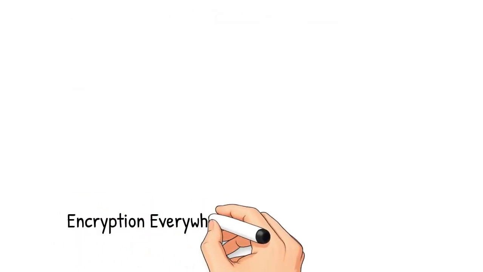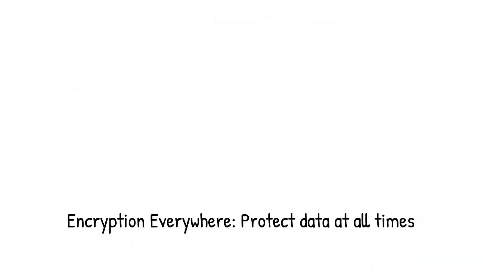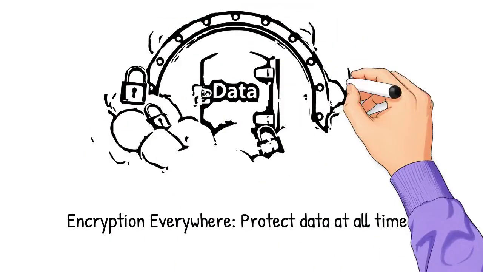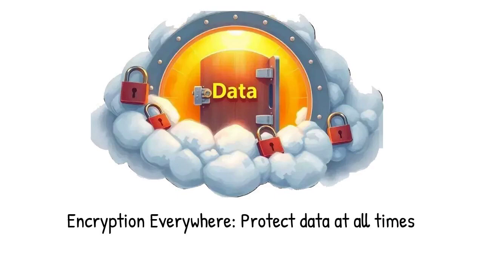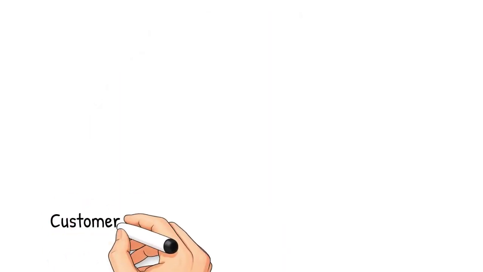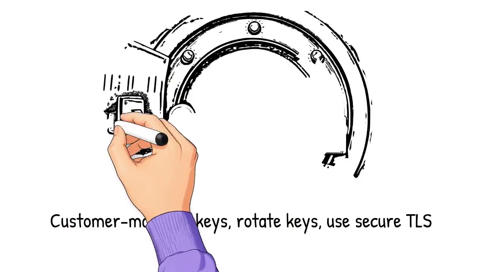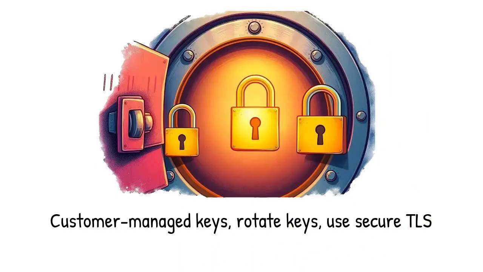Step 3. Encryption everywhere. Protect data at rest, in transit, and in use. Data is the crown jewel. Attackers don't break into cloud environments for fun. They break in for data. What to do? Enable encryption at rest for all storage. Use customer-managed keys, CMK, for sensitive data. Rotate keys automatically. Use TLS 1.2+ for all traffic.